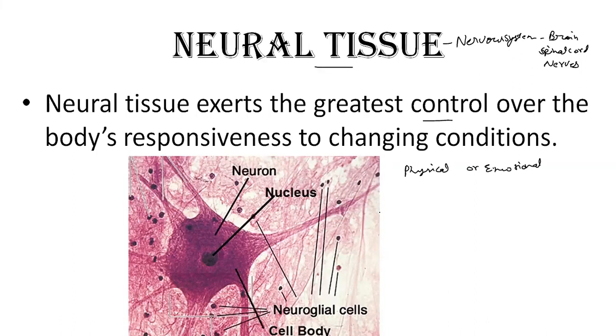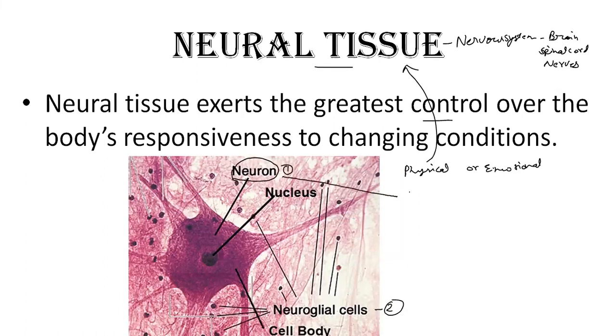Suppose you run, walk, sit, stand, do any physical activity, or show any kind of emotion, sadness, happiness, you memorize, you think, you show anger, you express your emotion. That is all controlled and regulated by neural tissue. And neural tissue is made up of two types of cell. First is the neuron and second is the neuroglial cell.